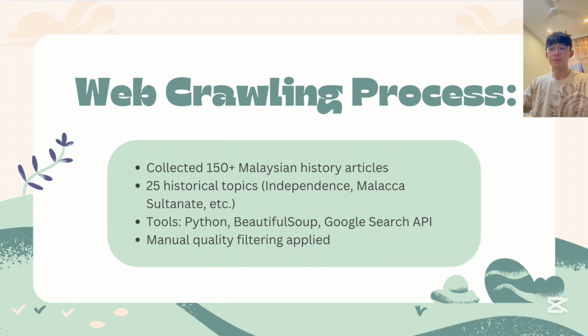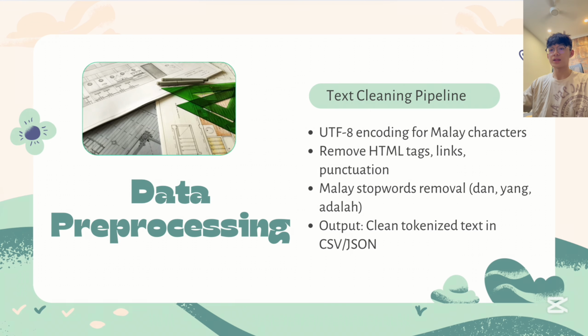So let's move to data pre-processing. It is very crucial for Malay text. We use UTF-8 encoding, remove HTML tags and links, eliminate Malay stop words like "dan" and "yang", and tokenize everything. The clean data was saved in both CSV and JSON formats to ensure compatibility with our machine learning pipeline and web development.